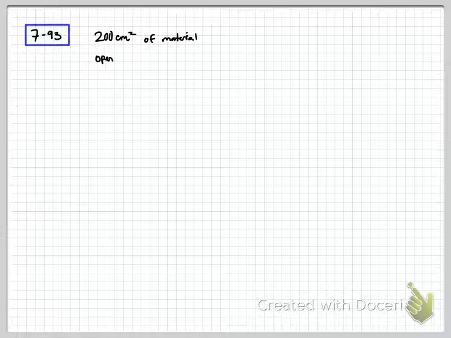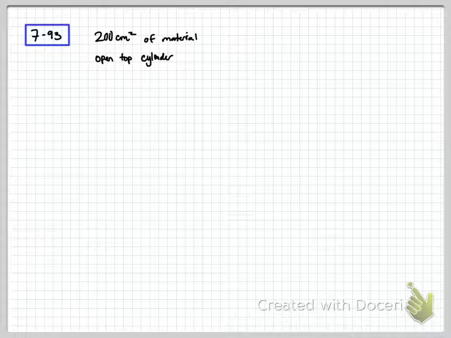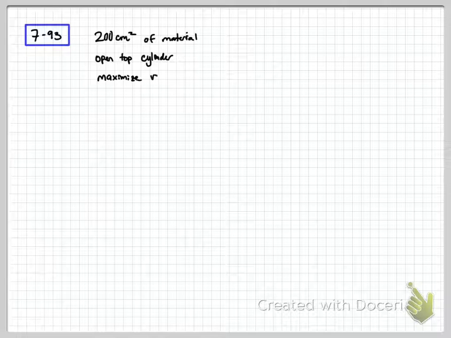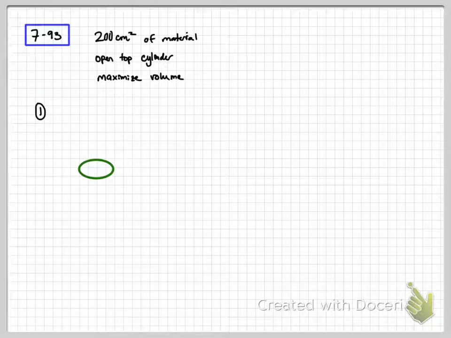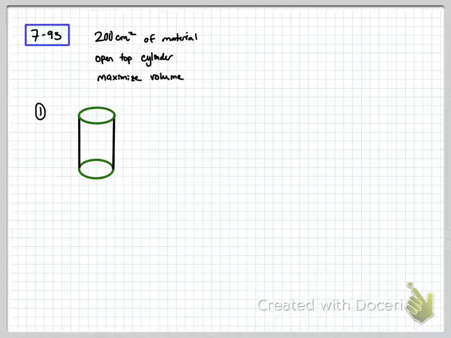So open top cylinder, and we are trying to maximize the volume. How can we make it hold as much as possible? So that's what we're trying to do. So step one, draw your diagram. And draw a picture in here. Looks something like this. We're going to draw this in. There we go. So it's an open top cylinder. Looks something like this. No top.